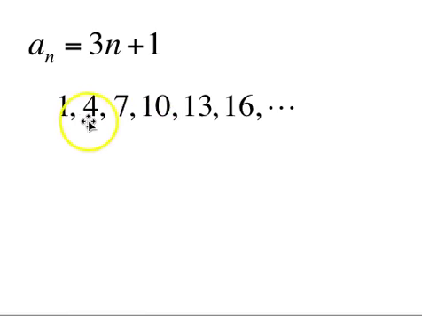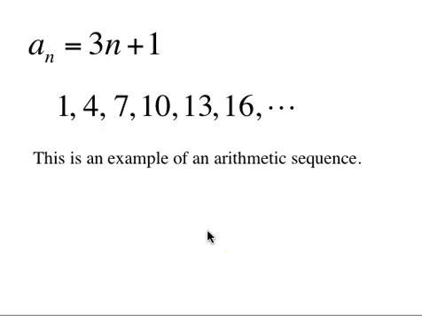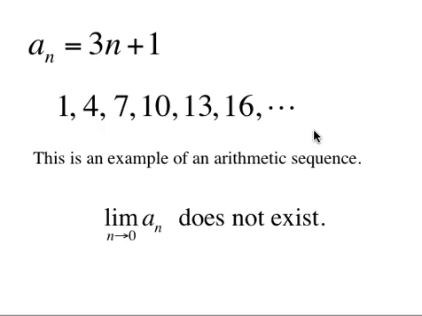You'll notice they all differ by 3. That characterizes an arithmetic sequence. This is an example of an arithmetic sequence. Now, as n goes to infinity, what happens to this sequence? Well, you can see it grows without bound. It's monotone increasing. It continues to grow. So we have an increasing function that grows without bound. The limit's not going to exist. So the limit as n goes to infinity of a sub n does not exist. I corrected the slide. Limit as n goes to infinity of a sub n does not exist.